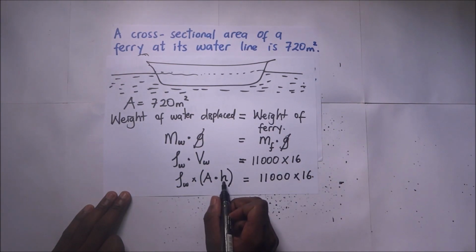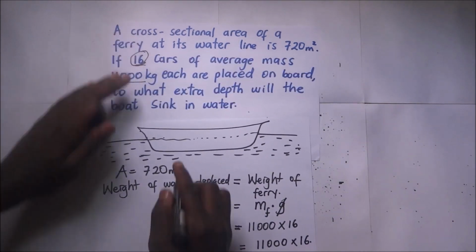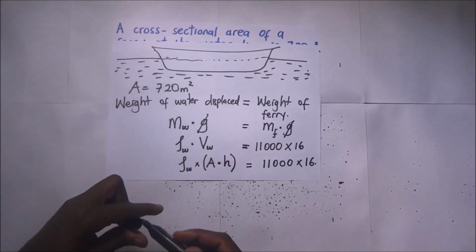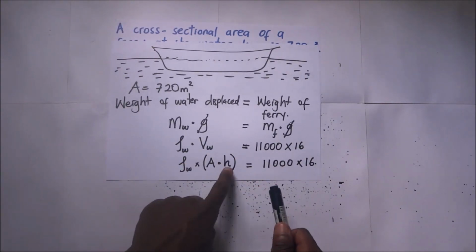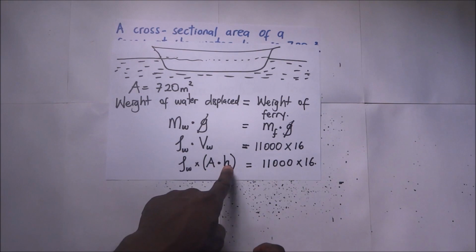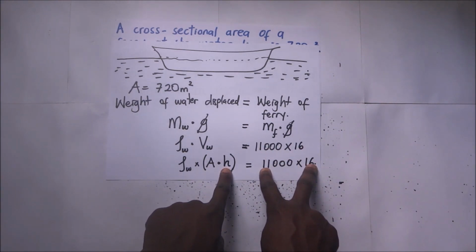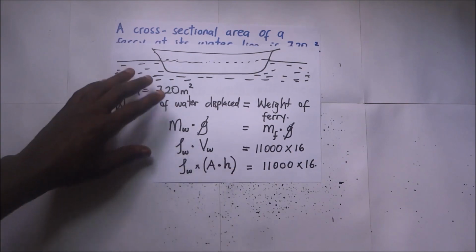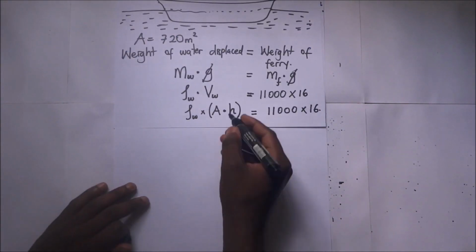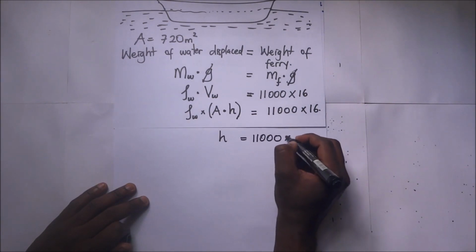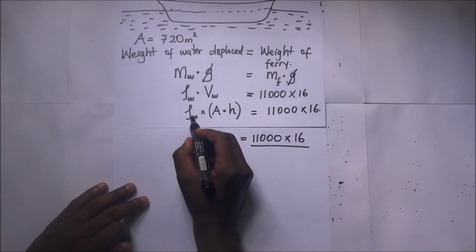We're interested in this height because the question is asking what extra depth the boat will sink in water. The boat is already in water, but there's an extra depth it's going to sink, and that extra depth, which we are calling h, is a result of these 16 cars that they've added. So we make h the subject of the formula and find that extra depth.